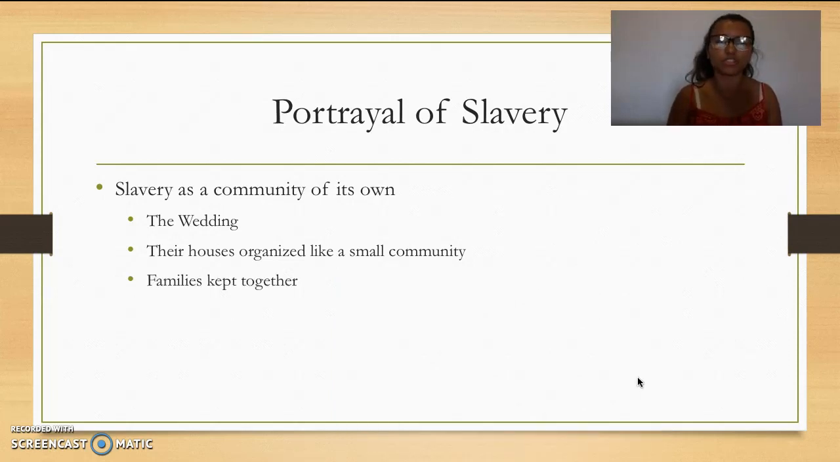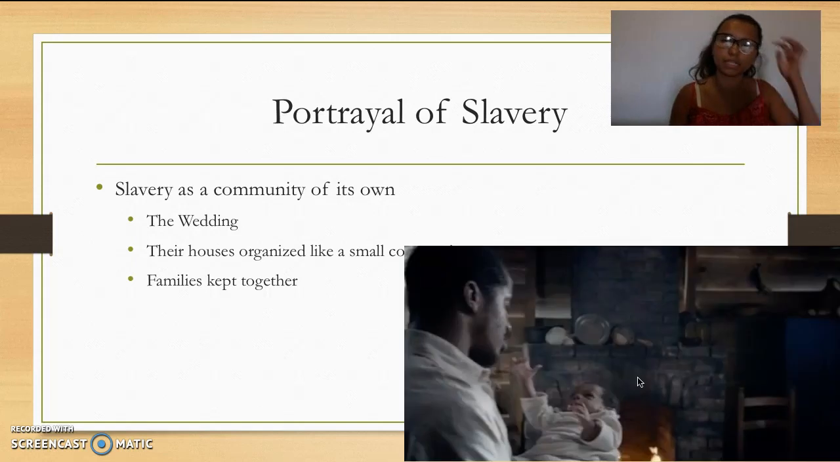Something that I thought was interesting was that the families were being kept together. As you can see here, this is Nat and Cherry Ann's daughter shortly after she was born. It was interesting to me that these families were kept together, especially because when slaves are sold, they really don't have a preference or any sympathy to keep families together. So it was really nice, and honestly interesting, to see that Nat and Cherry Ann's daughter were kept together.